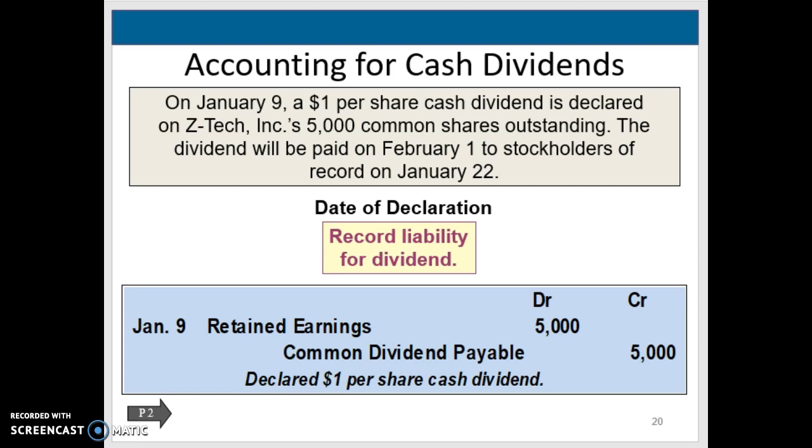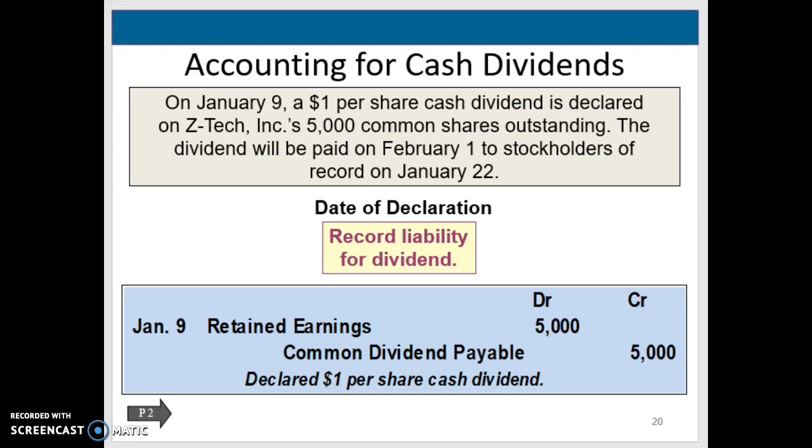So January 9th, the board decided to declare a dividend for $1 per share for 5,000 shares. The date of record is January 22nd, so whoever owns it on January 22nd will get to have that payment. And then we'll actually have to pay it out on February 1st. So let's look at that. So our first one is the date of declaration. That's where we're recording a liability. So the liability is going to be common dividend payable because we're going to pay out a common stock dividend.